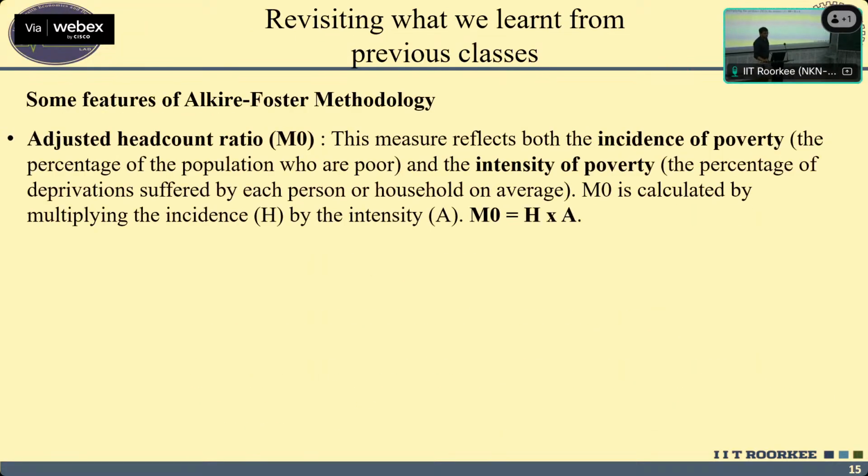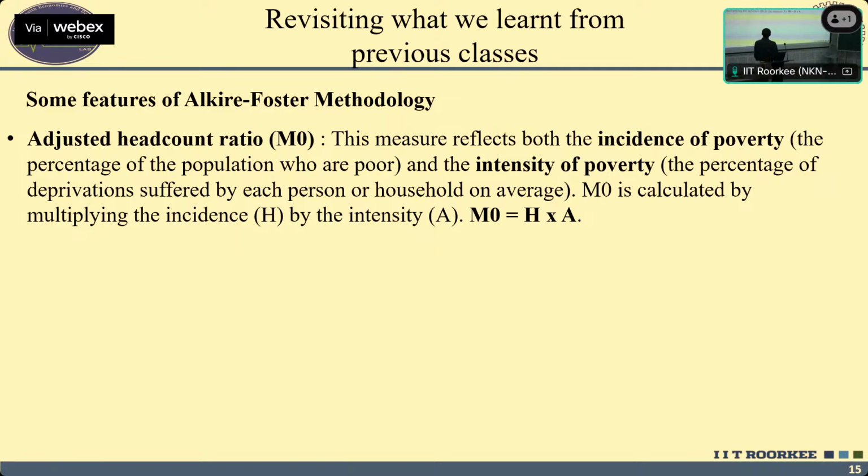Some of the other important features to emphasize here: it is called the adjusted headcount ratio, and it is specifically denoted with the notation M0, M1, M2. As I just started emphasizing, this methodology is not just identifying the indicators as we mentioned earlier; it also emphasizes the intensity. Not just the incidence that was clarified, the intensity is also explained. This measure reflects both the incidence of poverty as well as the intensity.